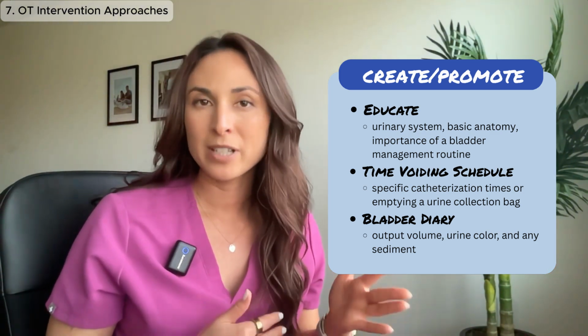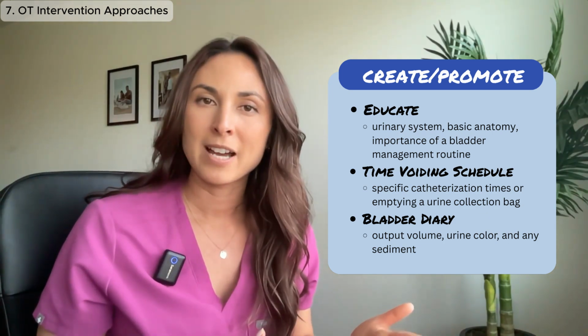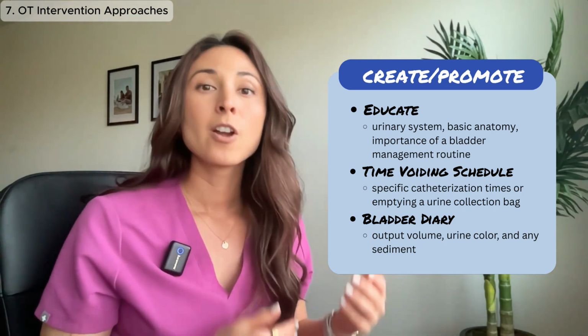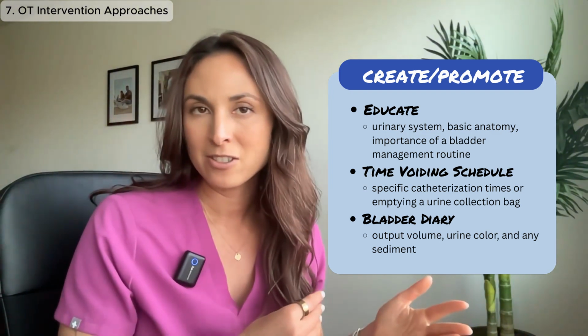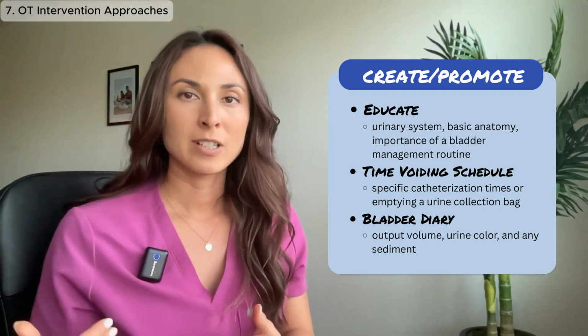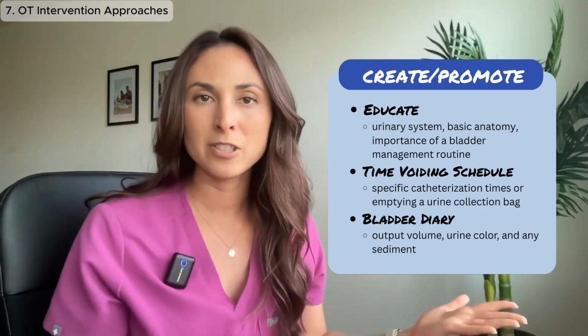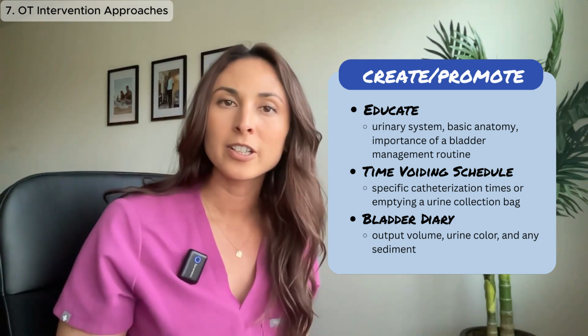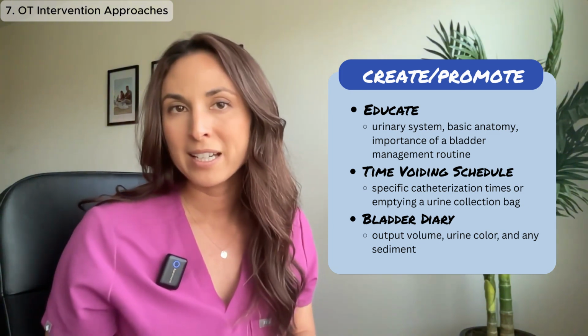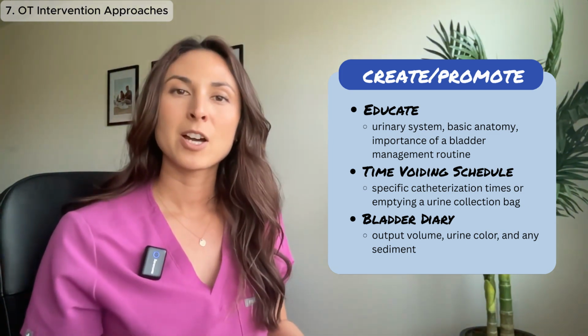Next, we have the time voiding schedule. We can team up with the nursing staff to create a personalized schedule for CIC or time voiding. This includes specific catheterization times or emptying a urine collection bag. Next, we can introduce the concept of a bladder diary to track things like output volume, color, and sediment, so we can adjust the plan as needed to help clients stay on top of their bladder health.